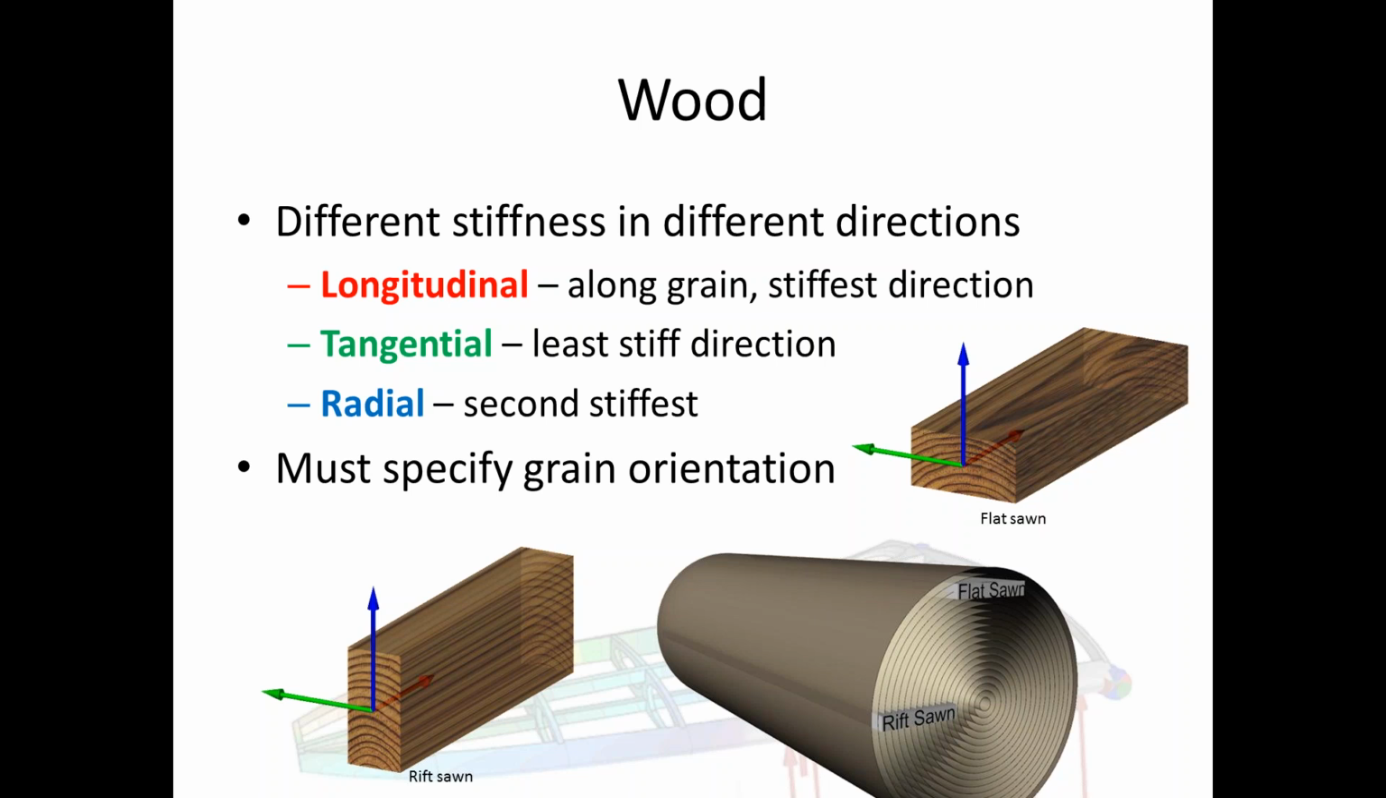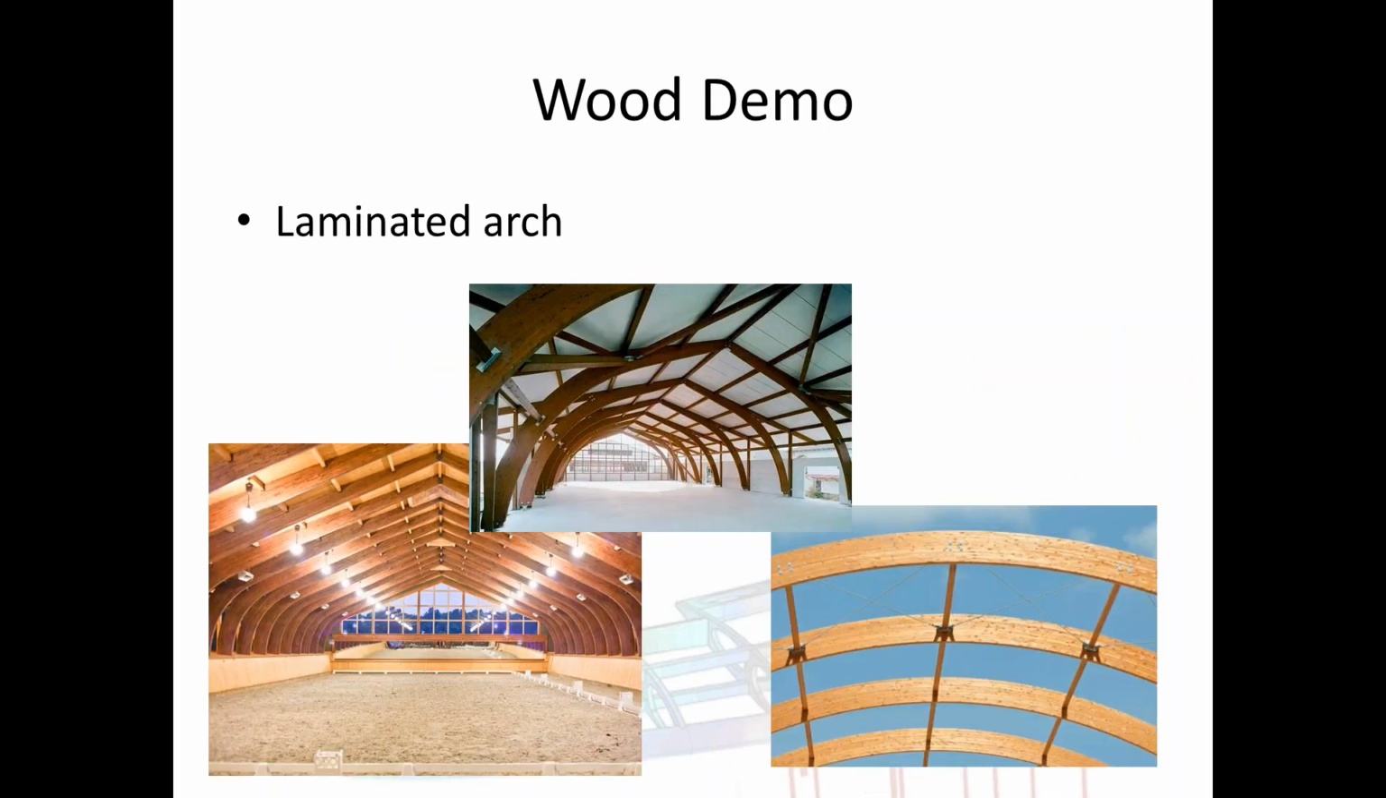So when we're simulating with wood, what we're doing is specifying these orientations, and we do it with a coordinate system. The coordinate system is labeled by color so that the red, the blue, and the green correspond to the longitudinal, tangential, and radial directions of the wood. So all the simulation with wood requires us to specify these coordinate systems. I'm going to do a quick demo which shows how to specify the orientation on something like this, where the grain, because it's a laminated structure, the wood grain orientation is changing through space.